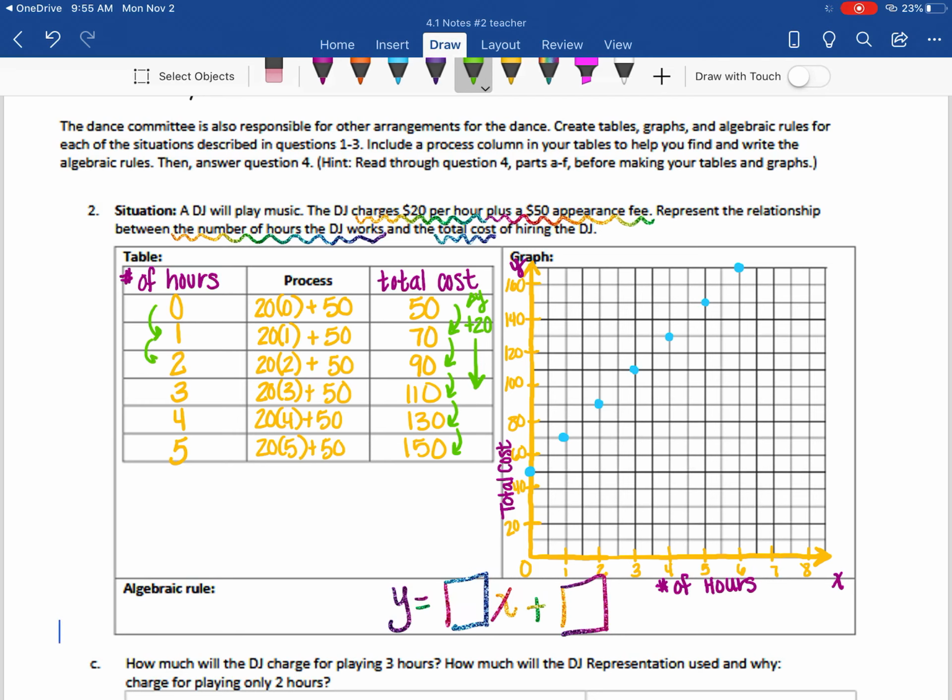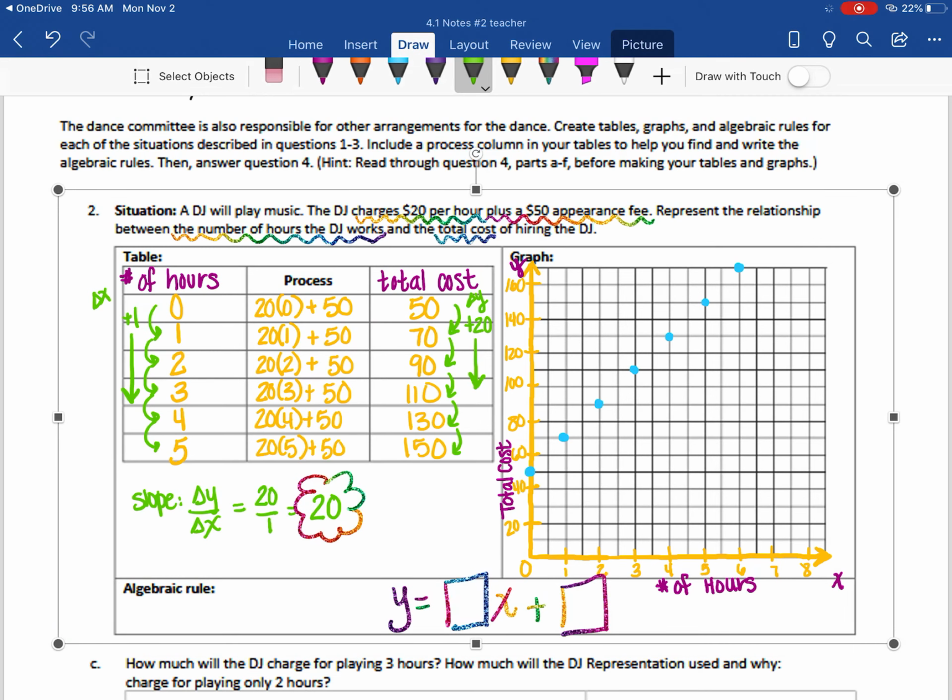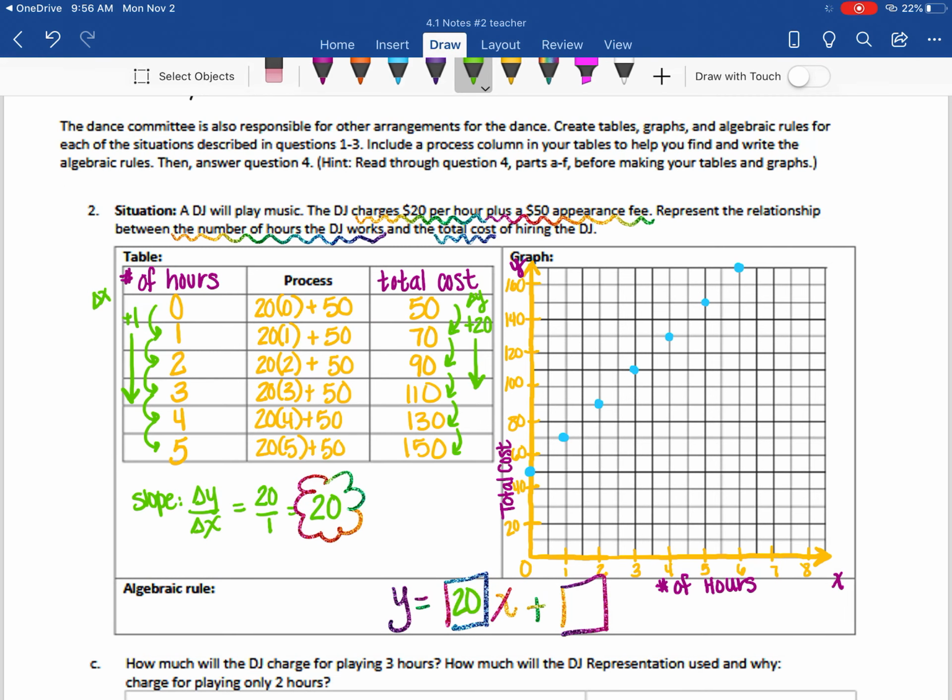So I'm going to go over and look at my change in x now. My change in x, I'm just counting by 1, so I'm adding 1 all the way down. So when I go to find my slope, we know that the slope is the change in y divided by the change in x, which in our case is 20 divided by 1, giving us 20 as our slope. So I'm going to fill that in my rule.